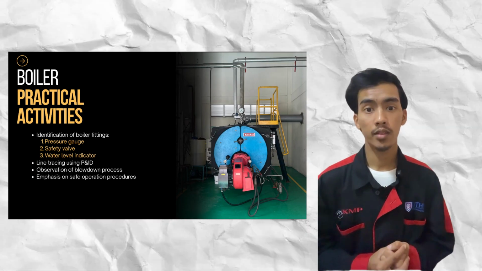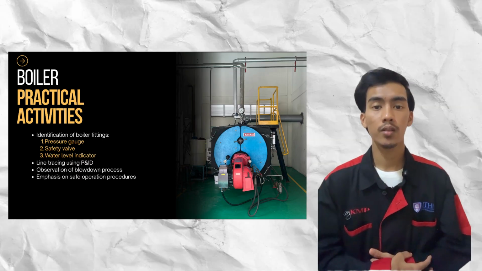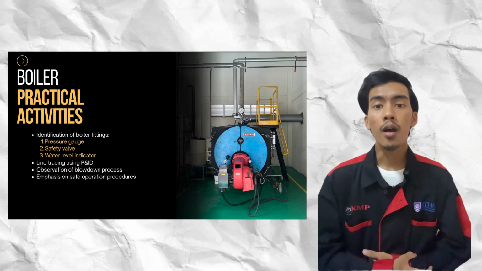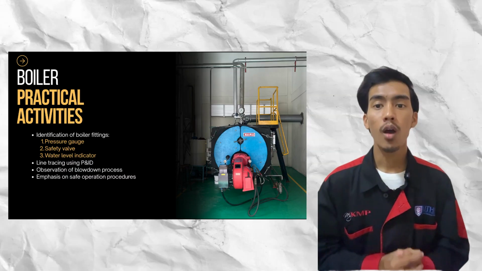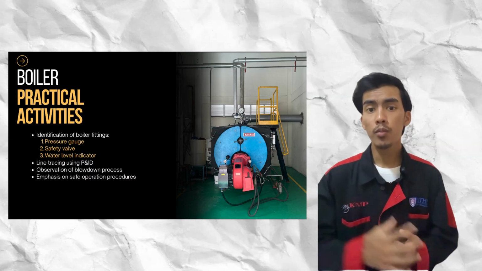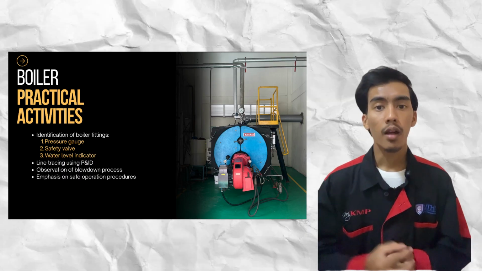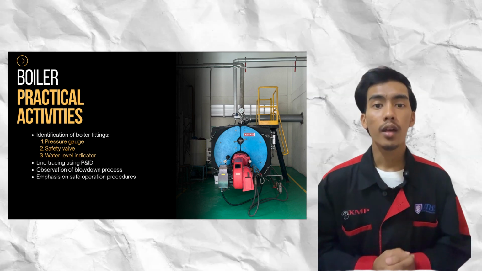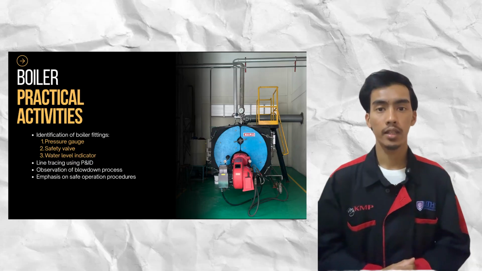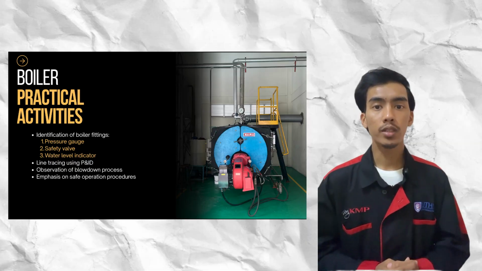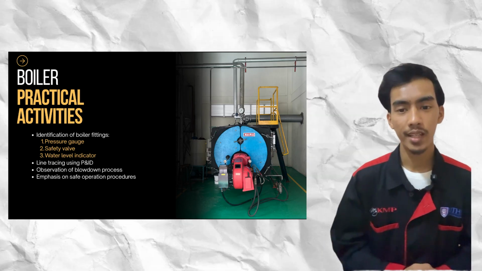During the practical session, we carry out identification of boiler fittings and line tracing using the PNID. We also observe the blowdown process, which is important to remove impurities from boiler water. The main fittings identified include the pressure gauge, safety valve, and water level indicator, all of which are critical for safe boiler operation.